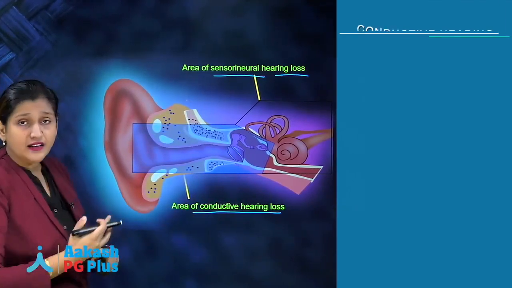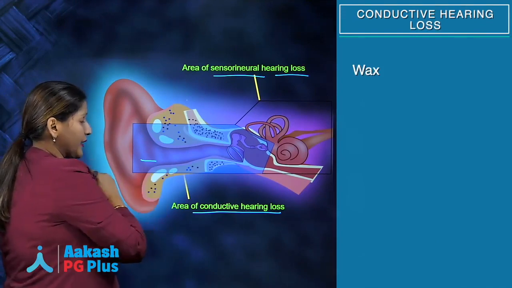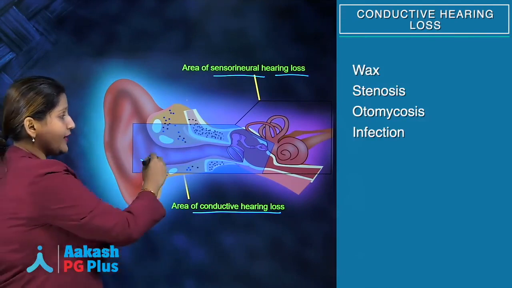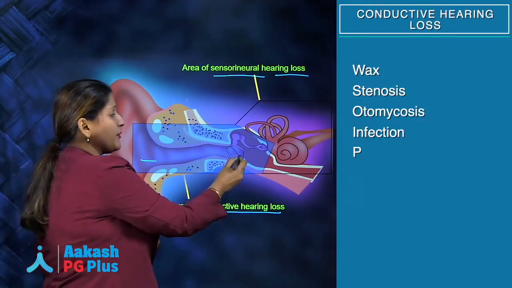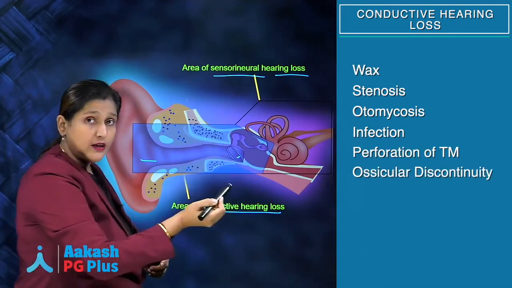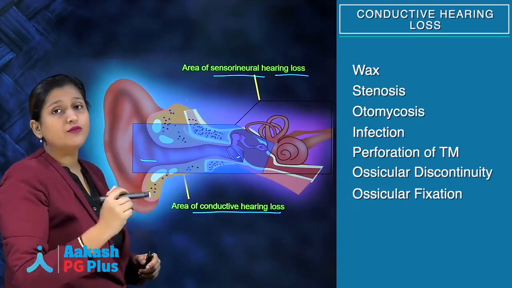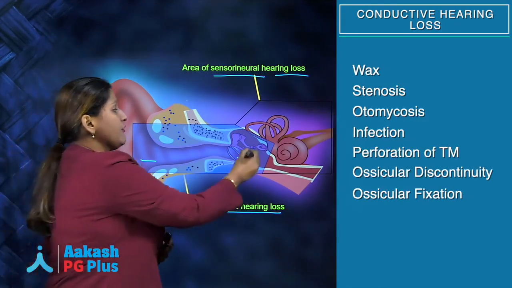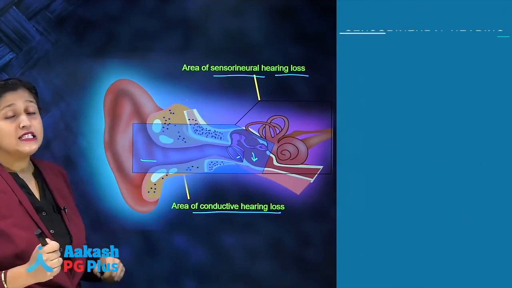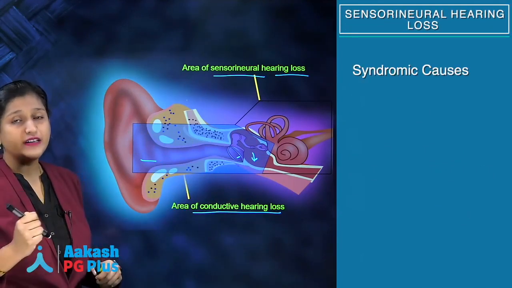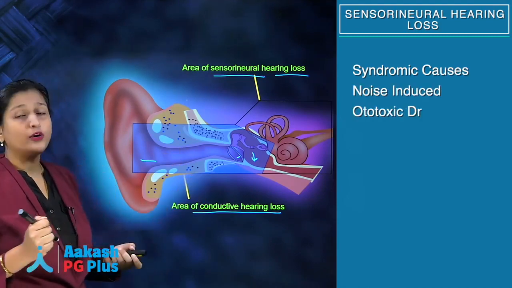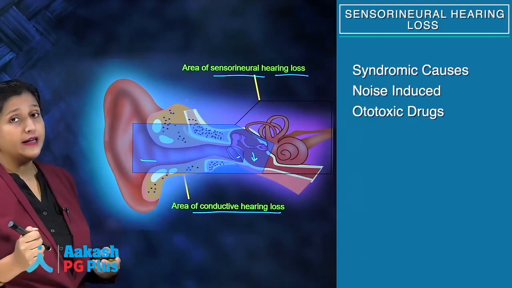So, anything ranging from wax in the external auditory canal to stenosis to otomycosis to infection will lead to conductive hearing loss. Tympanic membrane perforation will lead to conductive hearing loss. Ossicular discontinuity or ossicular fixation, both of them will cause conductive hearing loss. Any fluid in the middle ear will lead to conductive hearing loss. Sensory neural hearing losses, the syndromic causes we have already discussed. The other causes are noise induced hearing loss and also ototoxic drugs which lead to sensory neural hearing loss.